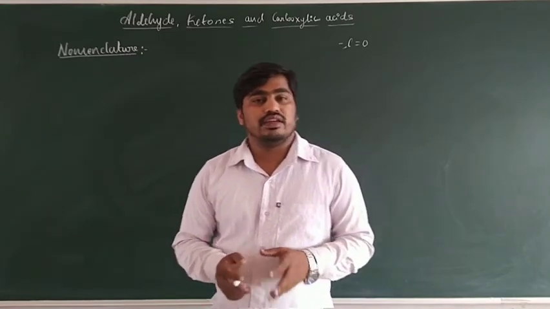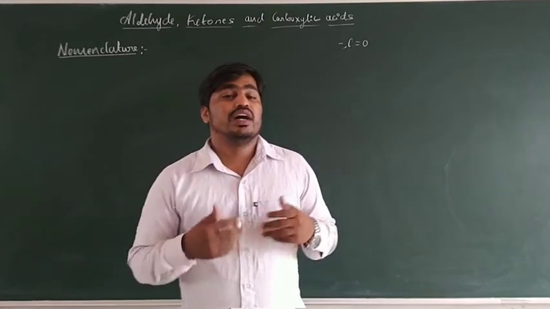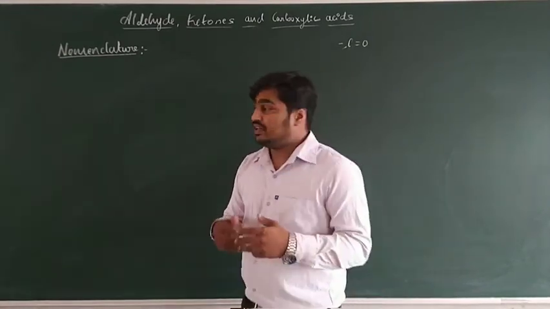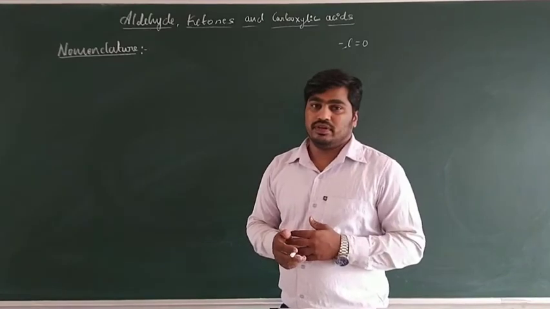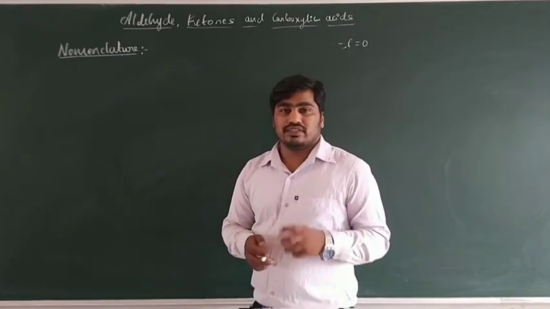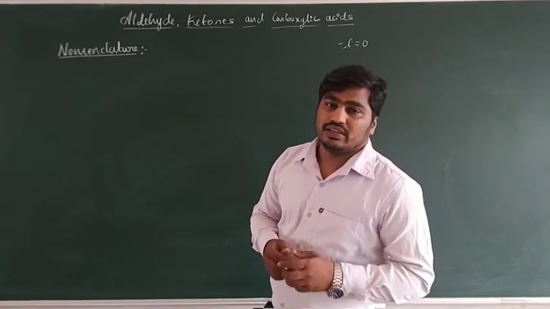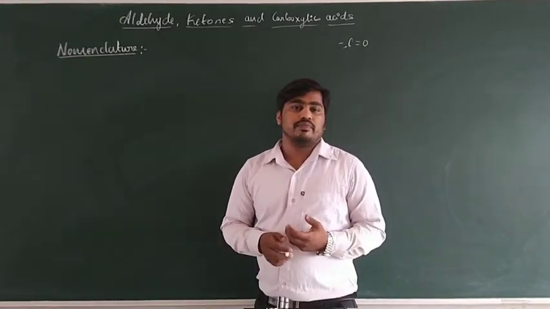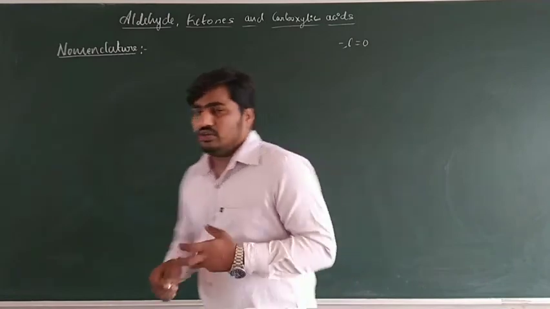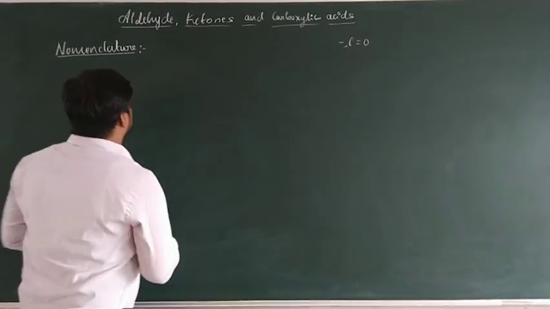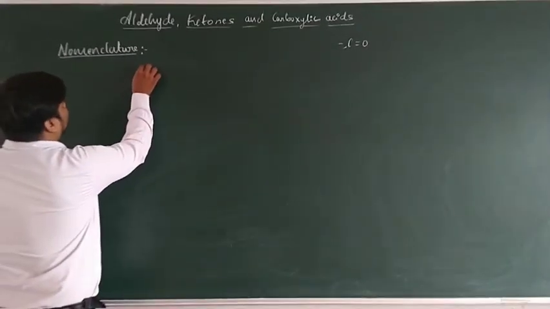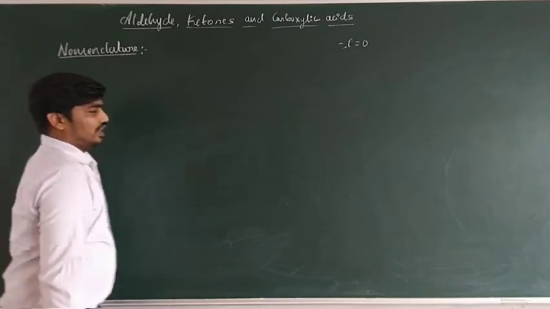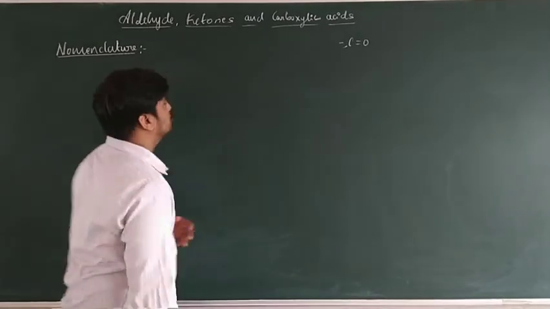Let us discuss the nomenclature by considering different kinds of examples. A few examples were discussed in the last class. The continued part of the nomenclature will be discussed today. First, I would like to take a different type of compound: if the aldehyde is cyclic.